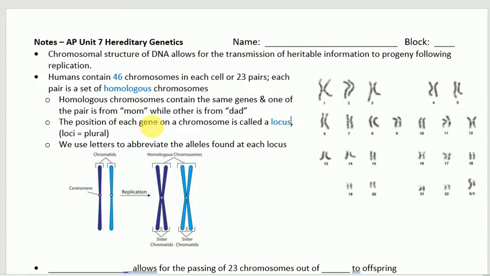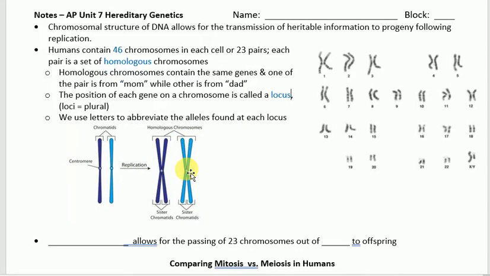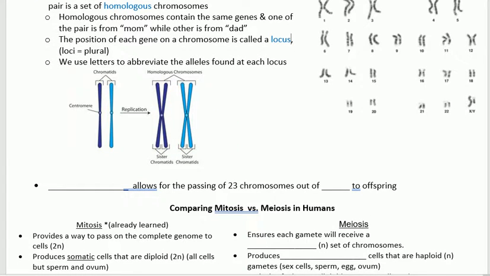So we're going to use letters in order to abbreviate the alleles found at each locus. Let's take a look here. We have got these chromosomes. Here are our chromatids, replication occurs, and we now have homologous chromosomes. Basically what we're saying is that at one point on each of these chromosomes, let's say right here, this codes for eye color. Each one of these is going to have that gene in the same spot for eye color.